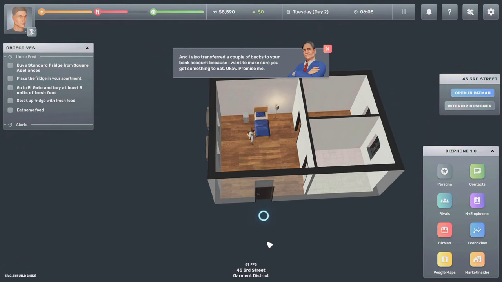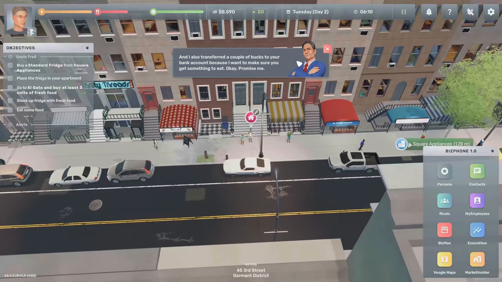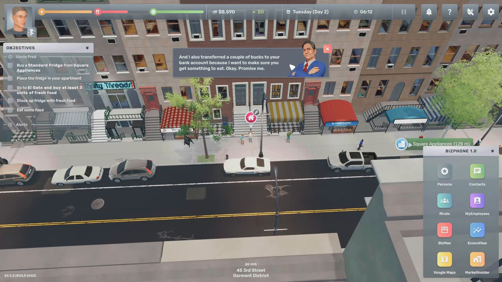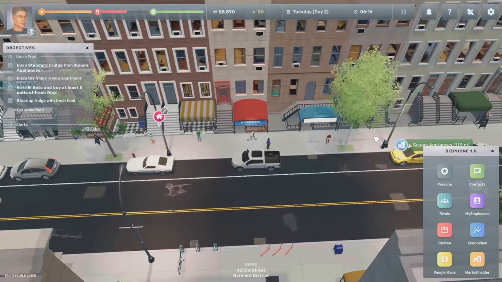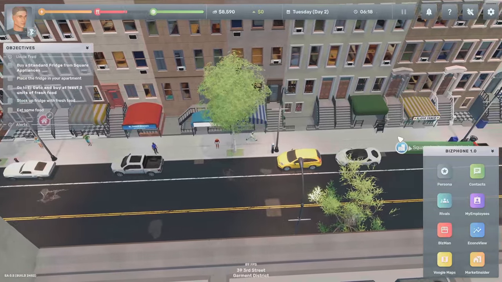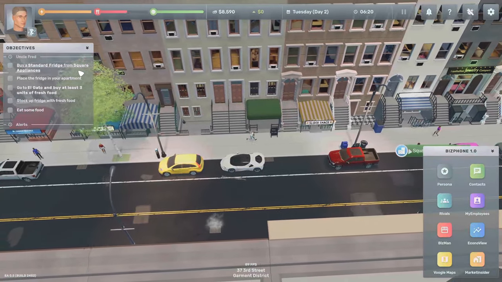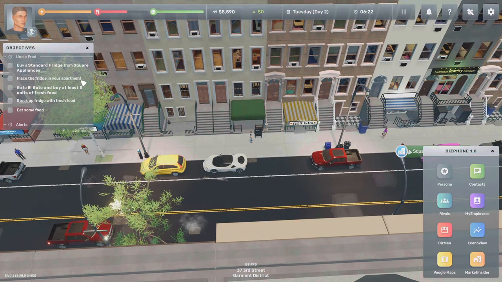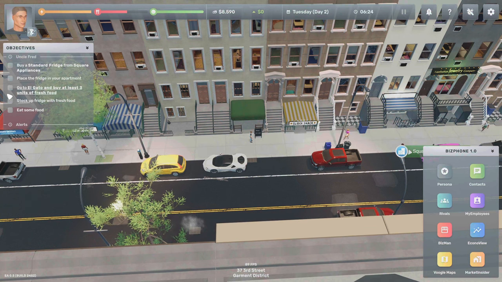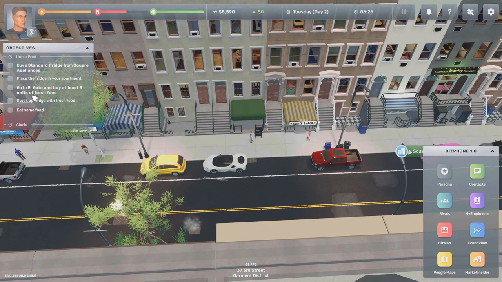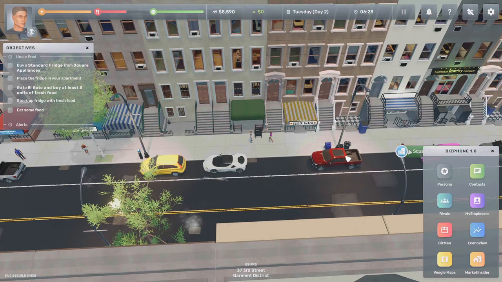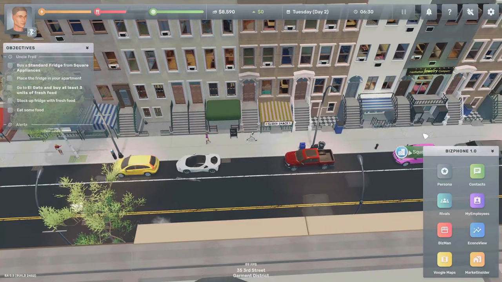And I also transferred a couple of bucks to your bank account because I want to make sure you get something to eat, okay? Promise me. Alright, I promise, Uncle Fred. So, buy a standard fridge from Square Appliances. Place the fridge in your apartment. Go to Elgato and buy at least three units of fresh food. Stock up fridge with fresh food and eat some food.